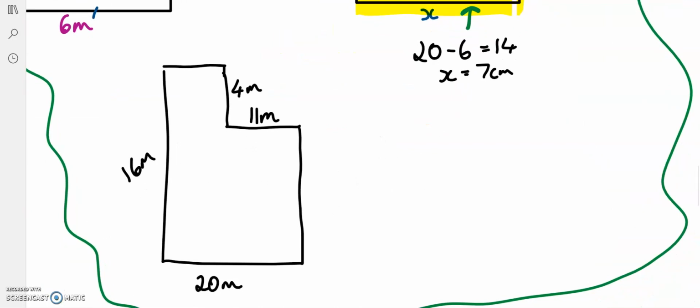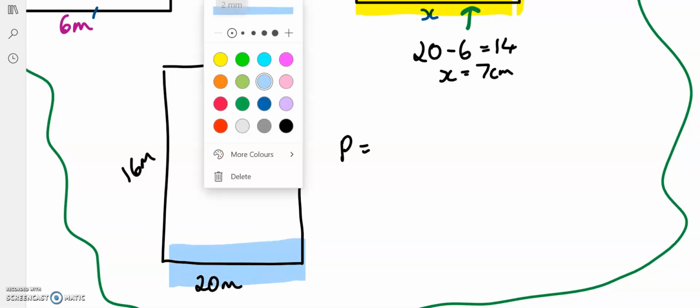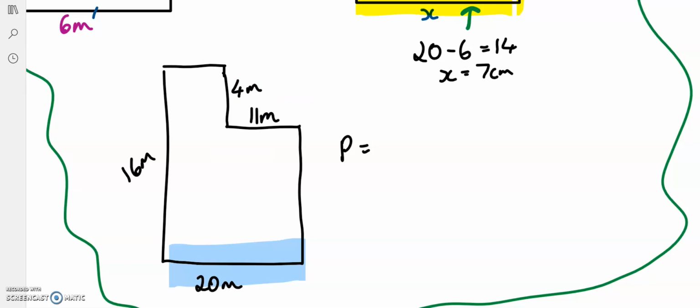Here we've got a weird shape. It might be like a room in a house, or the floor plan of a house. We want to work out the perimeter. So to work out the perimeter, we need to add together all the sides. So we're going to need to do our 20 plus our 16.